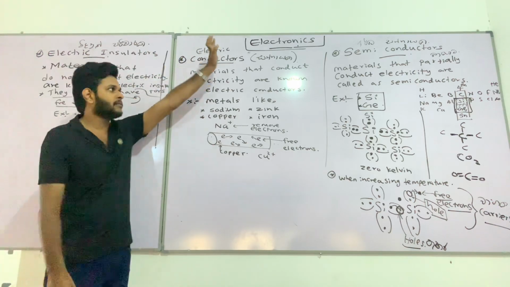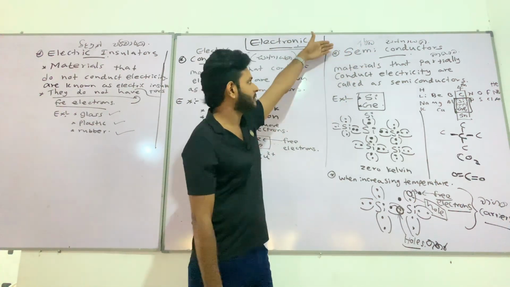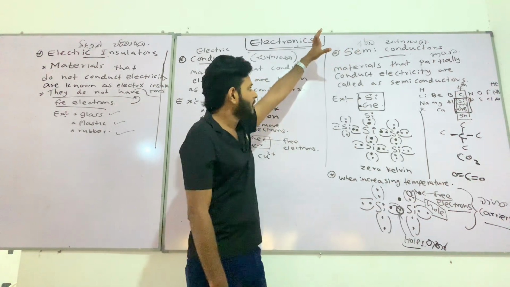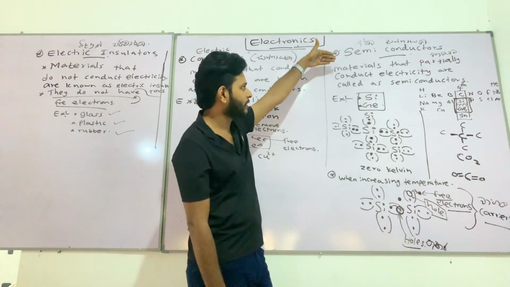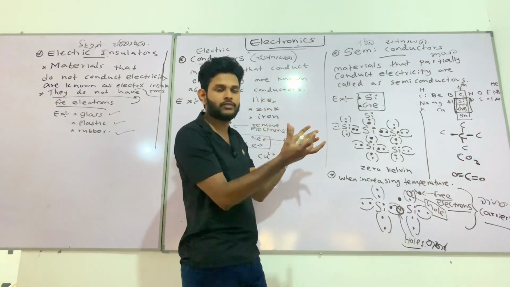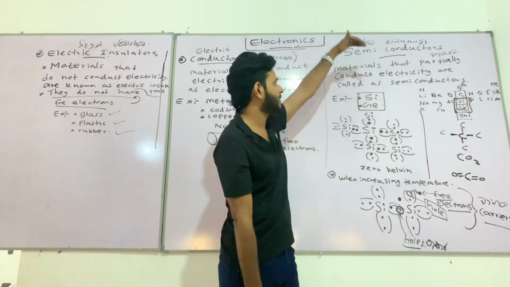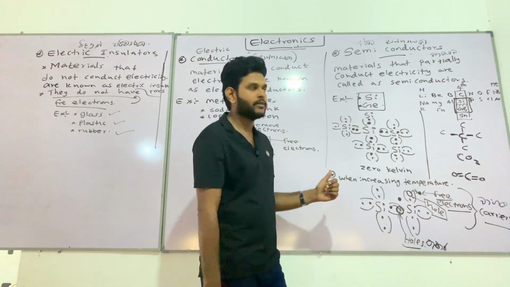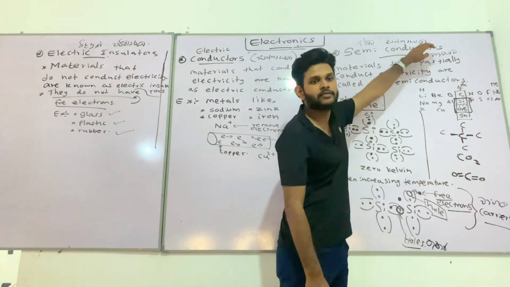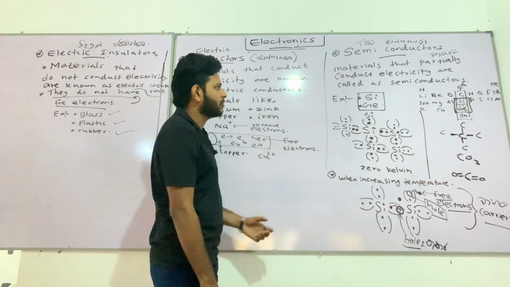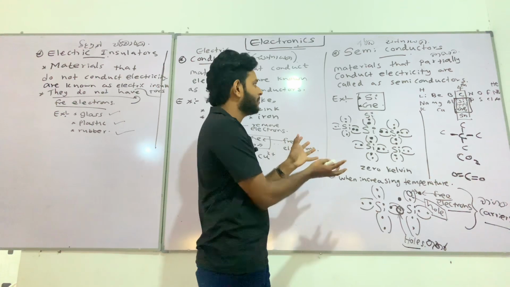Our next part is semiconductors. The meaning of semiconductors I have written here. The definition for semiconductors is that they cannot conduct electricity totally. So we can say that materials that partially conduct electricity are known as semiconductors. Do you understand what we mean by partially? Partially means they cannot conduct electricity completely.